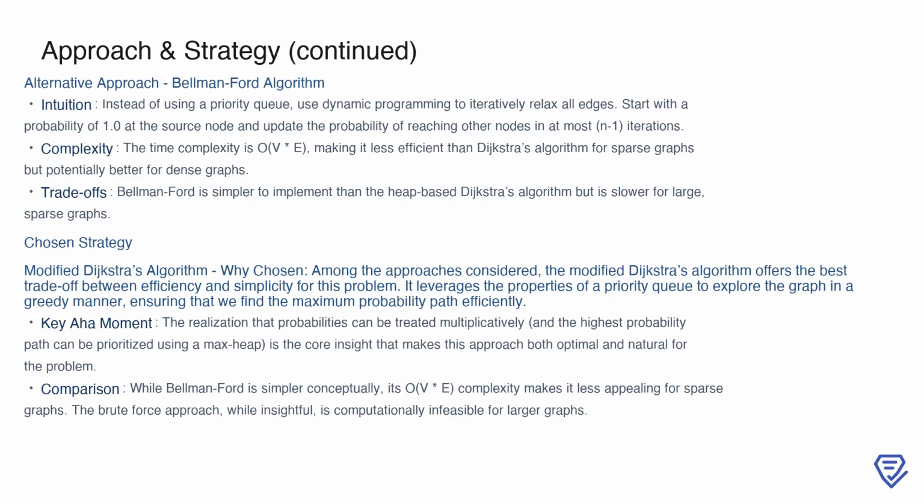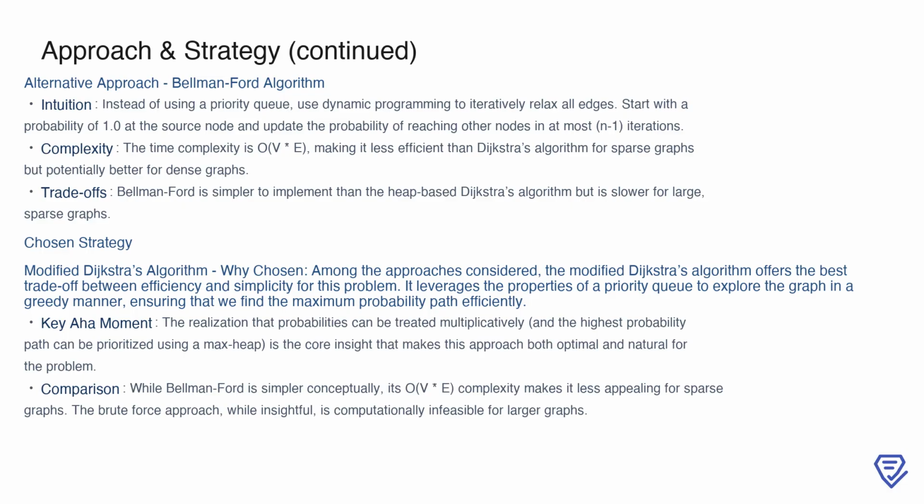Starting with a probability of 1.0 at the source, the algorithm iteratively relaxes all edges, updating the probabilities of reaching other nodes. This process is repeated for at most n-1 iterations, where n is the number of vertices. Bellman-Ford has a time complexity of O(V*E), which can be less efficient than Dijkstra's algorithm in sparse graphs but may perform better in dense graphs.